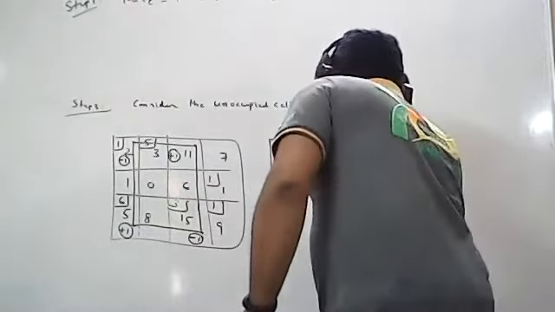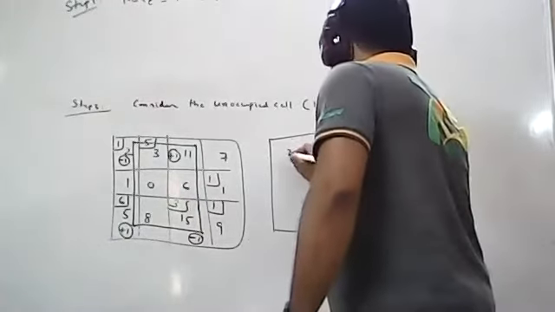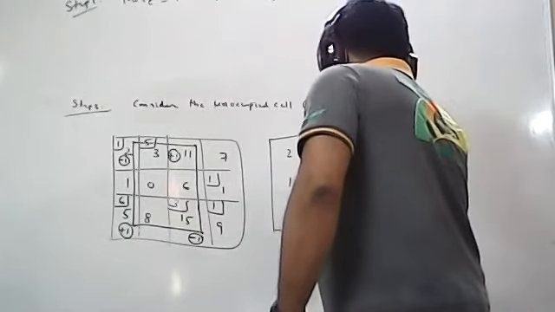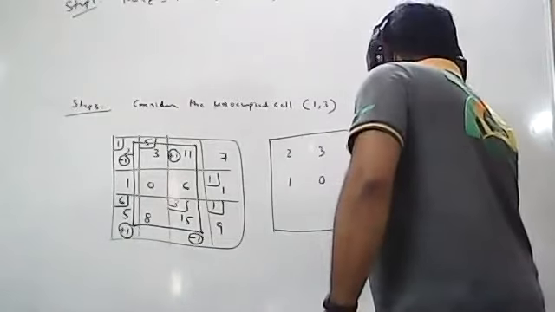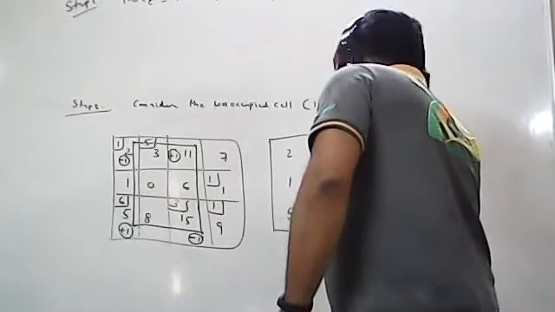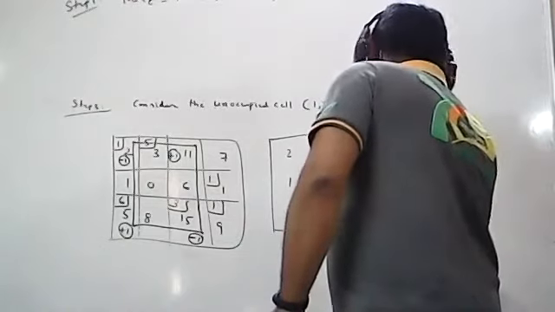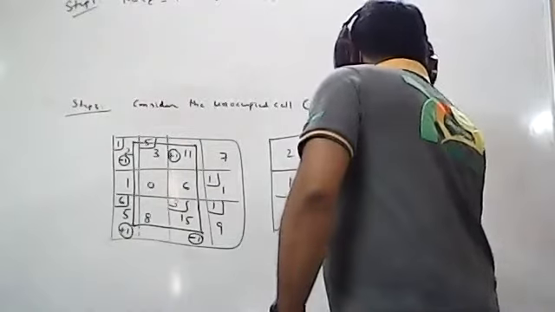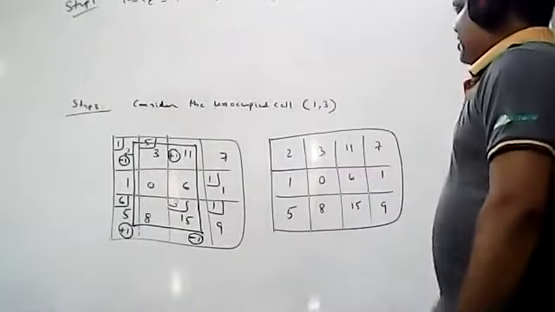The table again. So what are the values? 2, 3, 11, 7. Next one is 1, 0, 6, 1. And then 5, 8, 15, 9. First, I will write whatever, wherever +1, -1 is there.